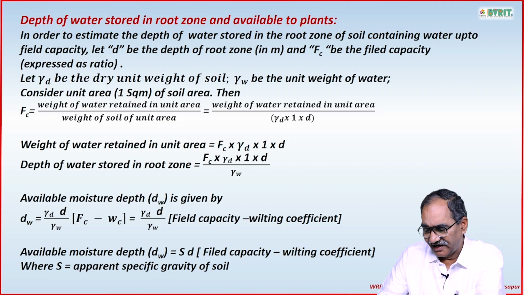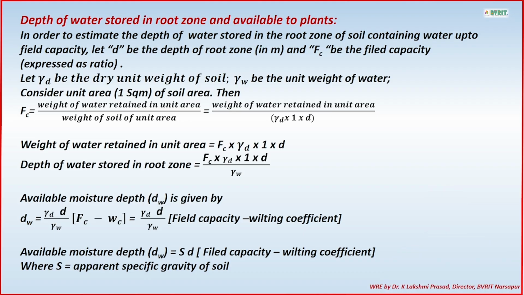A very simple derivation to estimate the depth of water stored in the root zone of a soil containing water up to what level? Field capacity. Let D be the depth of root zone, and FC is the field capacity. Second, let gamma D be the dry unit weight of the soil, and gamma W the unit weight of water.